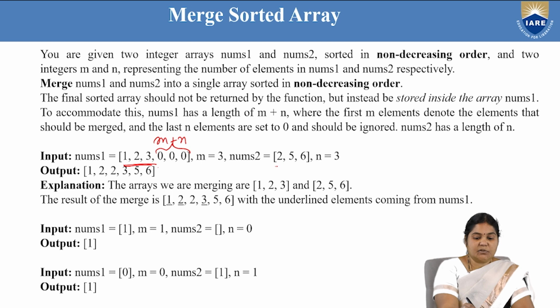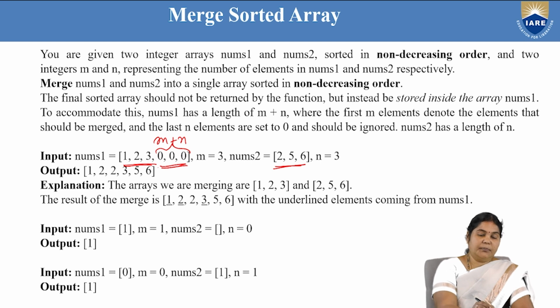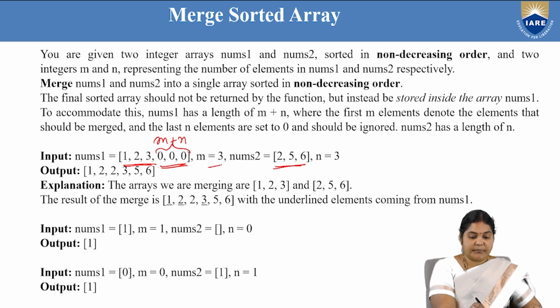Because the nums2 array has 3 elements, that should be replaced here, where the first m elements denote the elements that should be merged and the last n elements, set to 0, should be ignored. Nums2 has a length of n. So, if you understand the question, nums1 and nums2 are two different arrays. Nums1 has length 3 and n is also length 3. In-place sorting will take place.